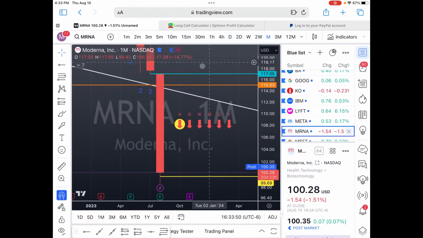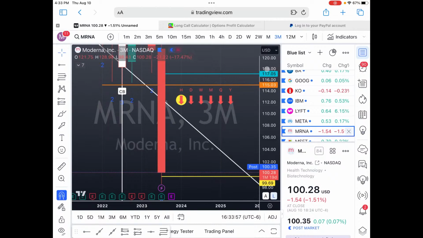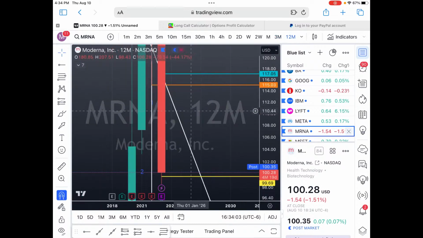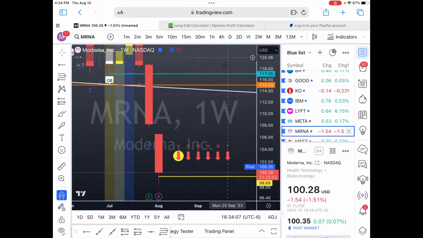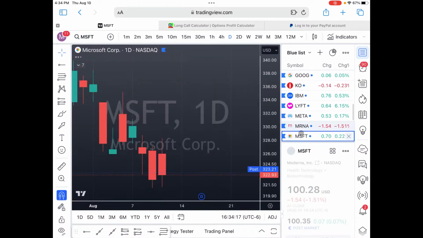If we look at the month, we've crashed on the monthly on Moderna. We look at the yearly chart, this orange line here, and we've crashed through that. So we're 2 down on the year, 2 down on the month, and 2 down on the week as well. So we're going to look for a continuation here with full time frame continuity right across the board for Moderna to continue its downward spiral.